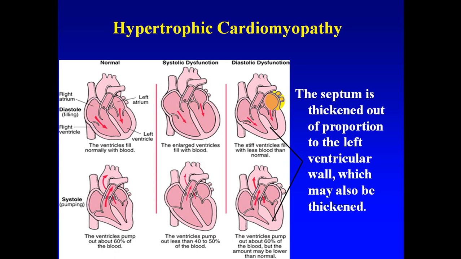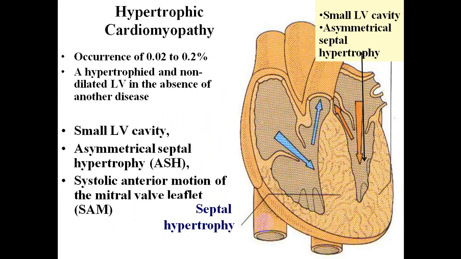Now we come to hypertrophic cardiomyopathy. The first lecture discussed dilated cardiomyopathy. In hypertrophic cardiomyopathy, look at the septum, which is hypertrophied and thickened in proportion to the free wall. Sometimes the free wall is also thickened.